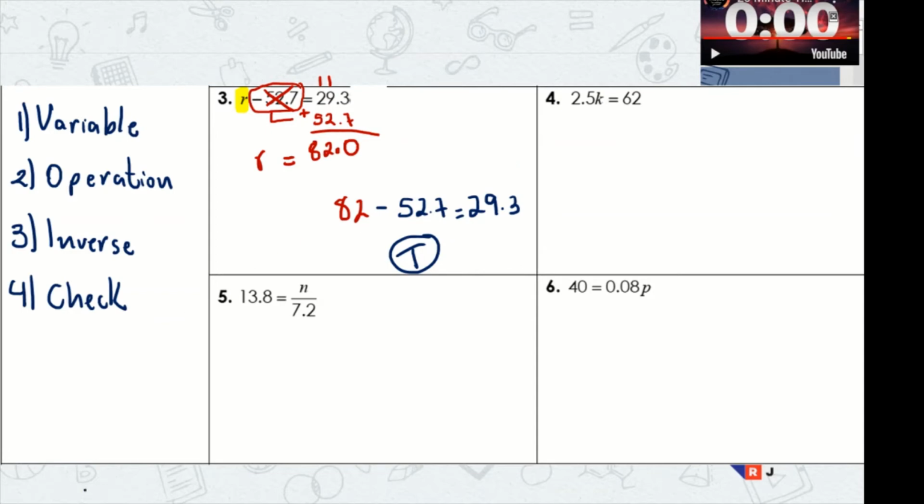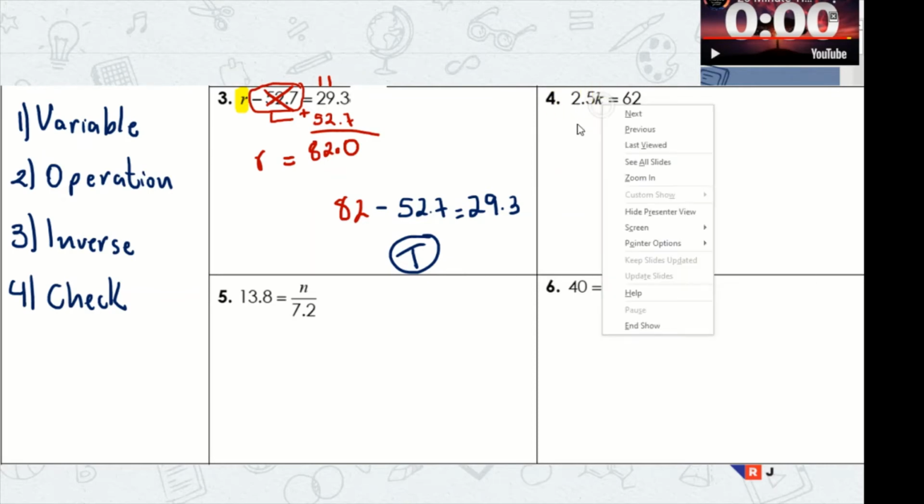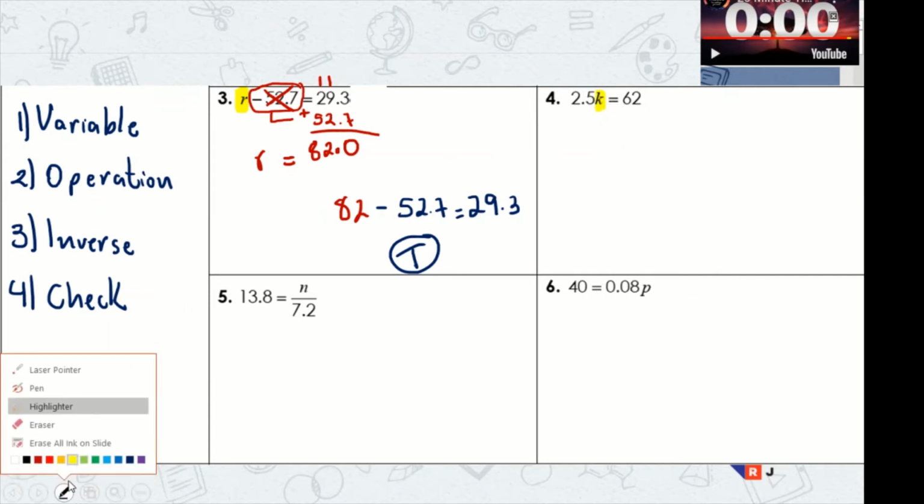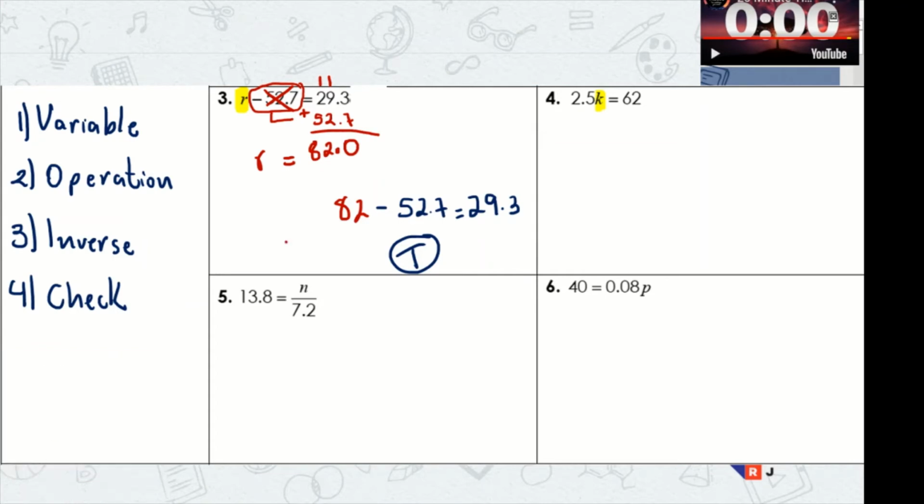Number 4, where is the variable? Left or right? Left here, next to the letter K. Okay, nice. What is the math operation tied to the variable, guys? Yes, multiplying by 2.5. What is the opposite of multiplying by 2.5? Yeah, we are dividing by 2.5.